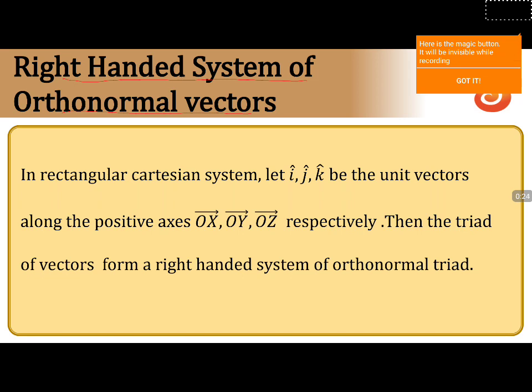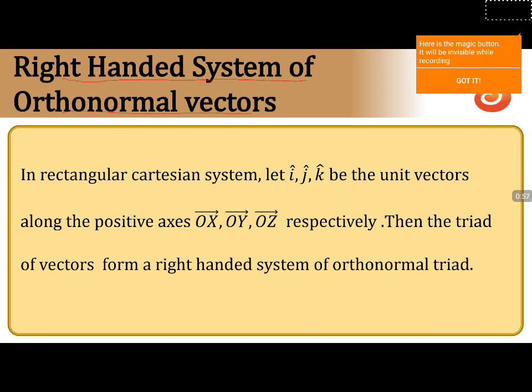So first let me say about the right-hand system of three non-coplanar vectors. In this case, we will take three vectors, say OA equals vector A, OB equals vector B, OC equals vector C, and we will take these three vectors as three non-coplanar vectors. Now, the triad of vectors A, B, C are said to be a right-handed system.